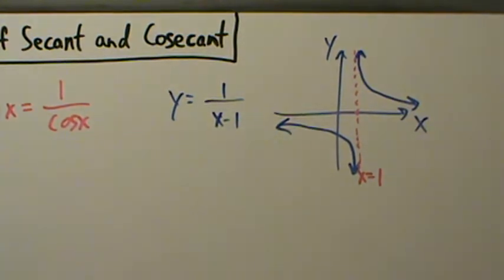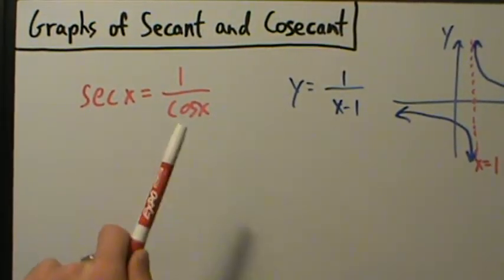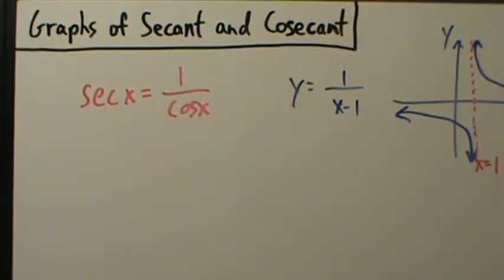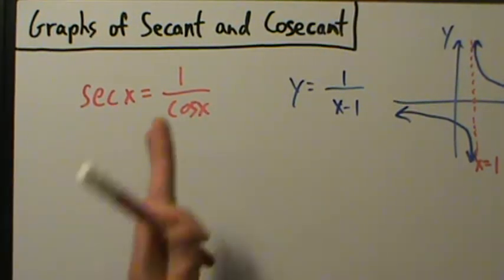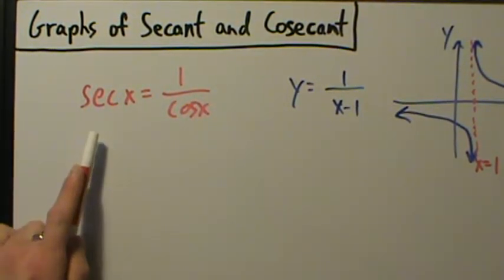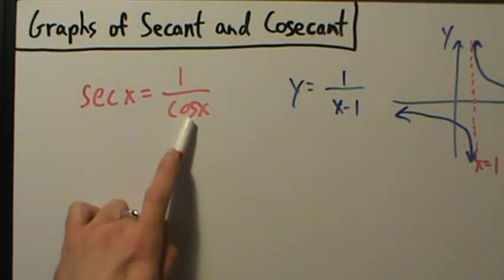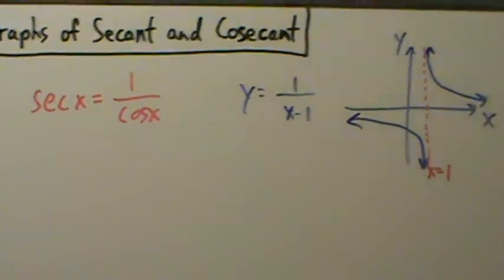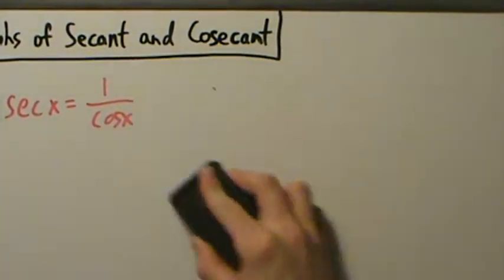Well, similarly, if cosine of x is ever 0, then the graph of secant is going to have a vertical asymptote. It was the exact same thing with the tangent graph, because tangent is sine over cosine, so whenever cosine is 0, tangent has a vertical asymptote. Well, similarly, whenever cosine is 0, secant also has a vertical asymptote. So let's erase all this here. Now we're going to use that fact.